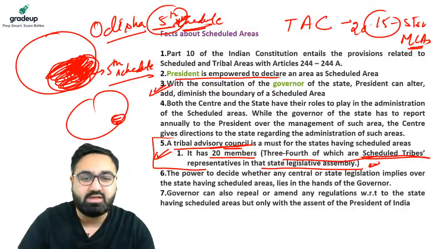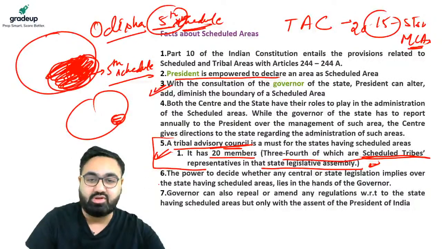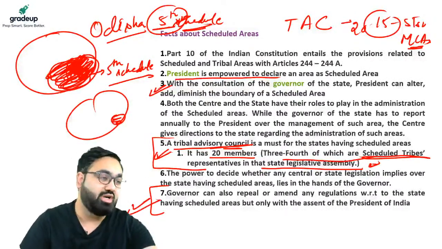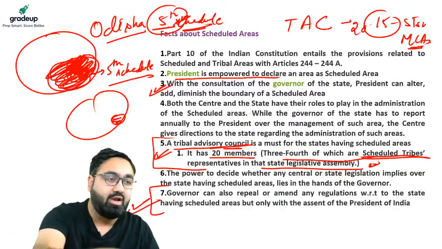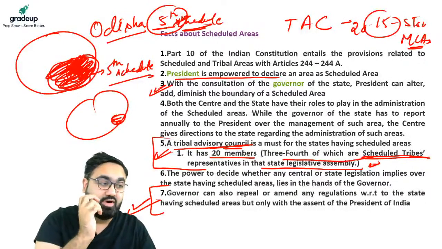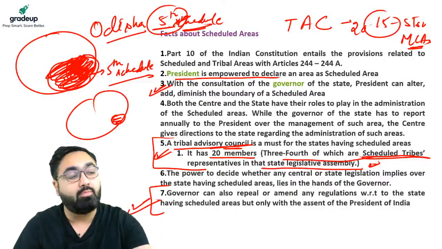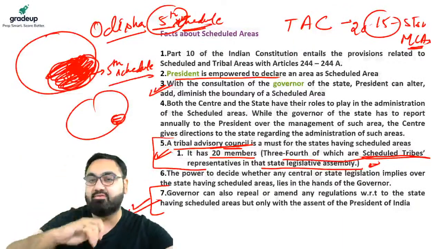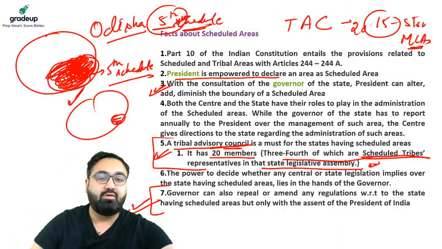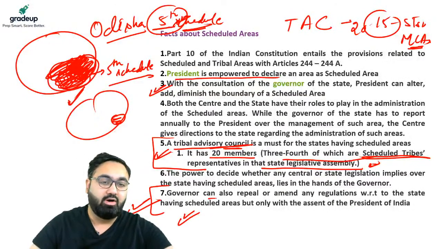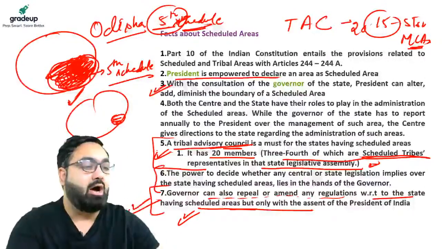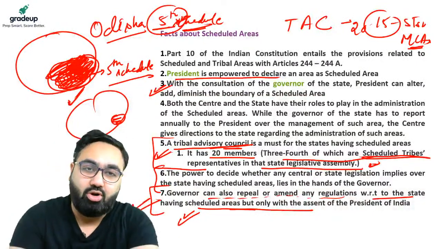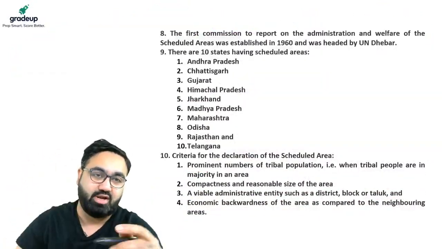Okay. Apart from this, governor can also decide. Now, this is a very important power. Governor can also decide if a certain law of the state or of the parliament will not apply to these areas. For example, governor of Odisha can declare from tomorrow onwards a particular law of parliament will not apply to these areas. So governor has the power to do that. Governor can repeal or make certain regulations with respect to these states after asking the president. Governor can say from now onwards a particular law of parliament or state will not apply here. This is what happens in the fifth schedule areas.